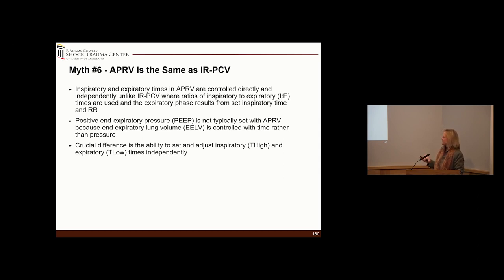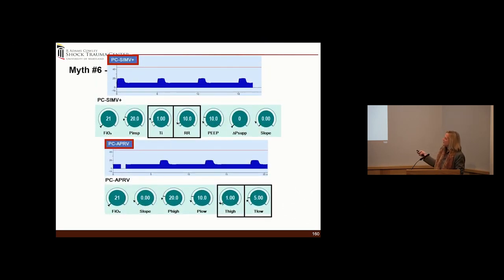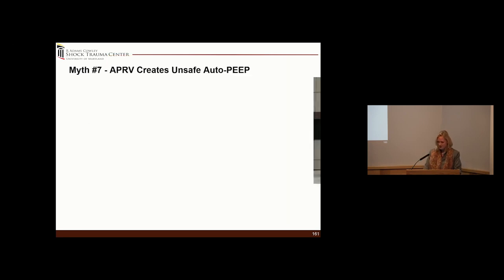PEEP is not typically set with APRV, as you saw, because time is the controller rather than pressure, and the crucial difference again is to set these independently. So if you look at the difference here, I can set my inspiratory time and my rate, and I can set a T high at 1 second and a T low at 5 seconds, and they look identical. But the most important thing is I can adjust the release phase to 75%, where I cannot adjust my PEEP.